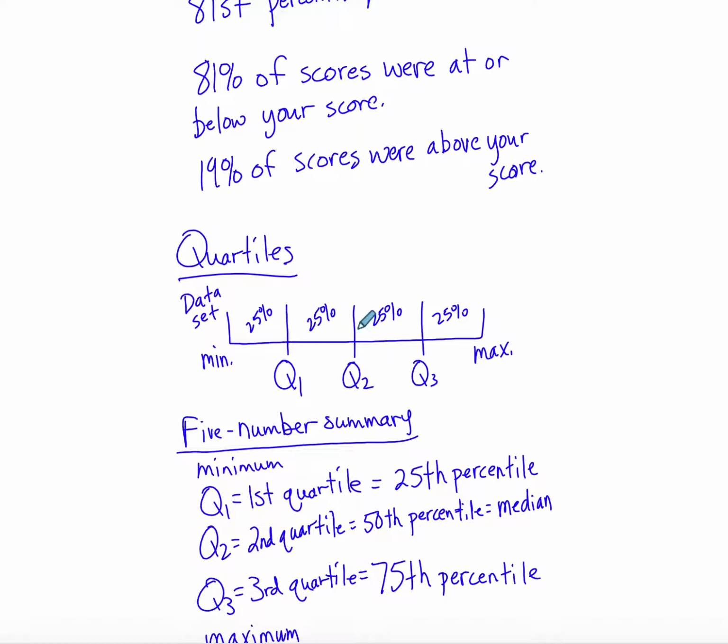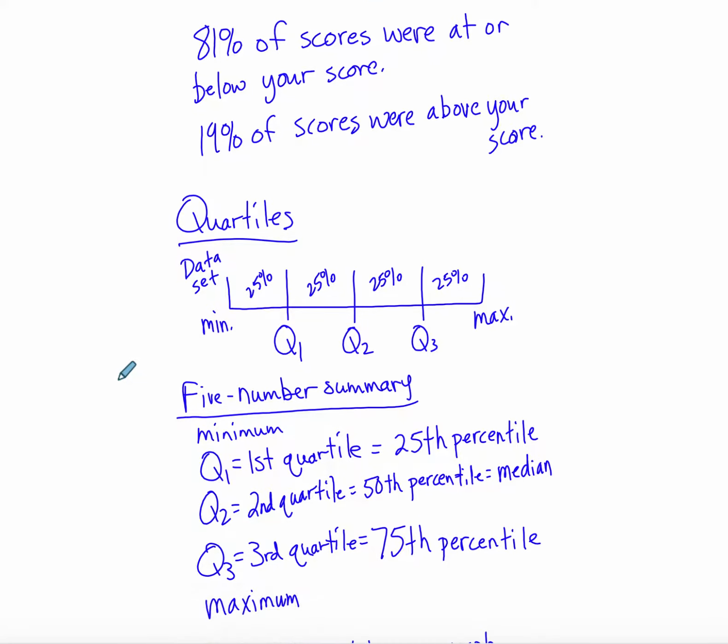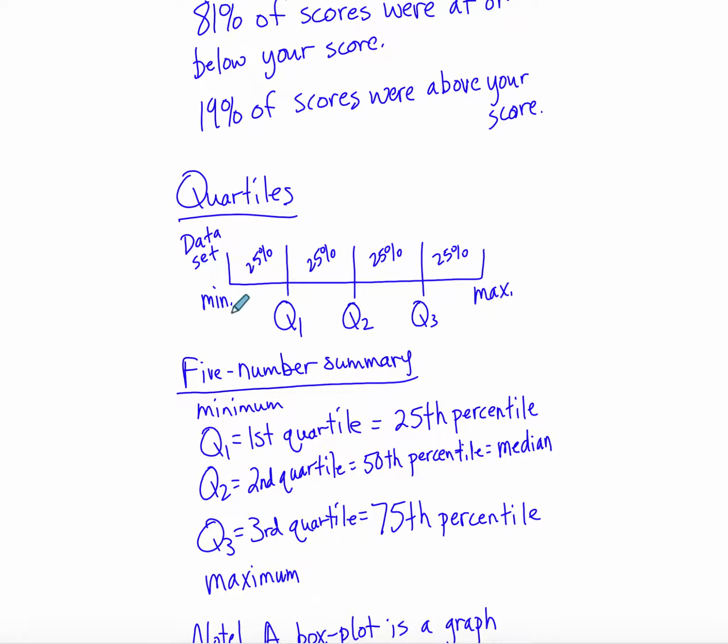25 plus 25 is 50, would be the second. 25 more would be the third, would be Q3, and then the last one would be your maximum. So we can actually think of our lowest value being down here, and that's our minimum. So we get what we call a 5-number summary.